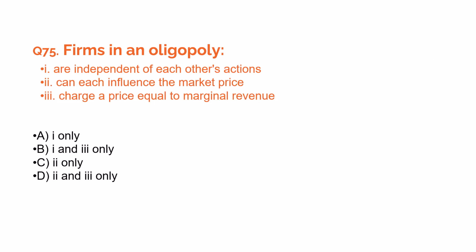The last question for the day. Firms in an oligopoly are independent of each other's actions. Wrong. They are interdependent on each other. They can influence the market price, that's right. They charge a price equal to the marginal revenue. This is not necessarily true. Sometimes they do charge that, but their pricing strategies are complex and depend on the anticipated reactions of the rivals. So this is also wrong, not always true. So the correct answer should be option C.